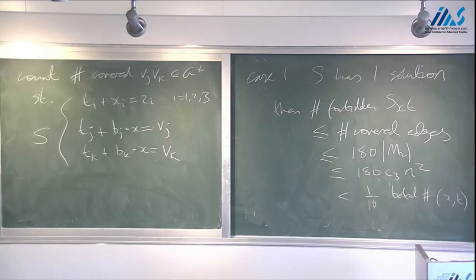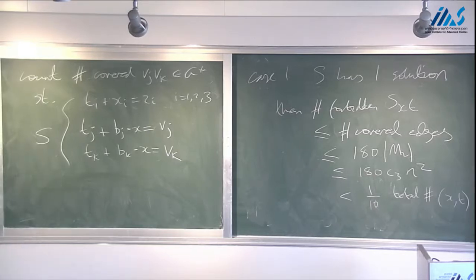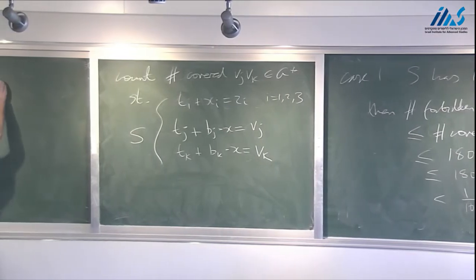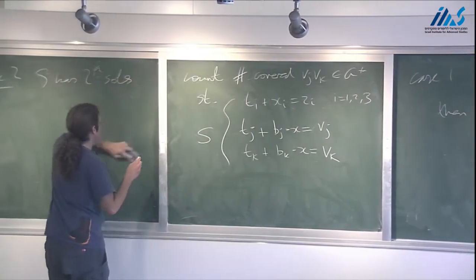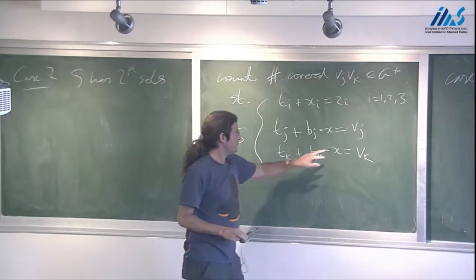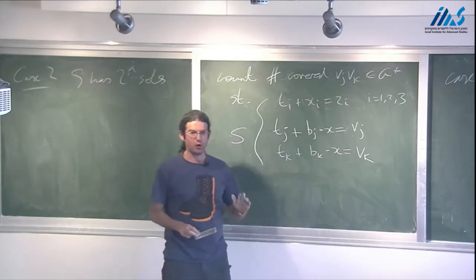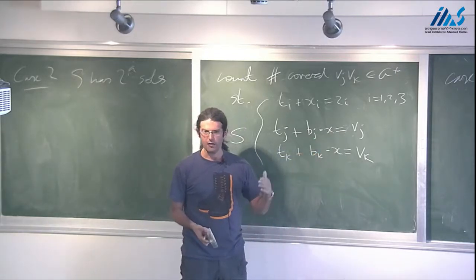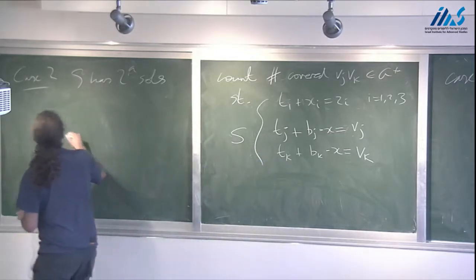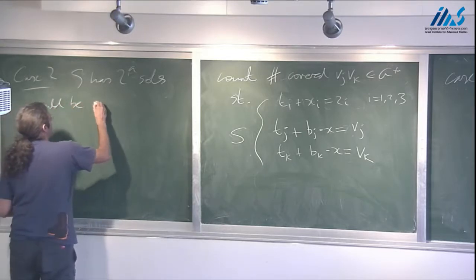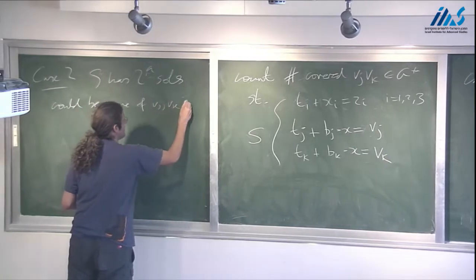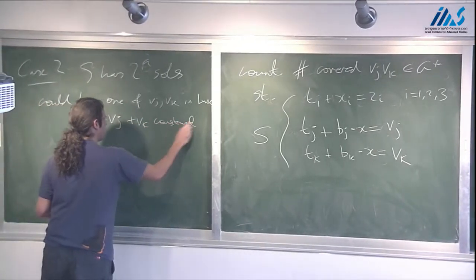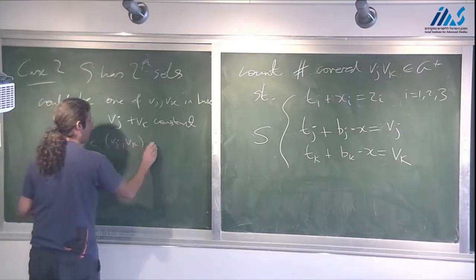S has 2 to the A solutions. That could mean that one of Vj and Vk belongs to the base, in which case we're looking at the degree of a vertex. There's another thing which we need to consider, which is that Vj and Vk have some constant sum, so they're specified by a line. So it could be one of Vj and Vk is in base, or Vj plus Vk is constant, Vj, Vk is on a line.